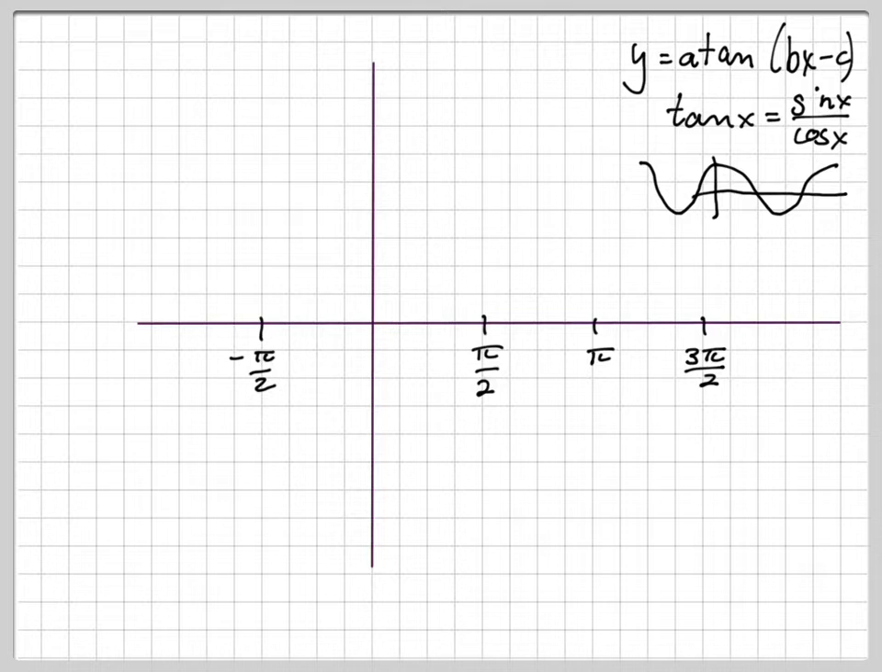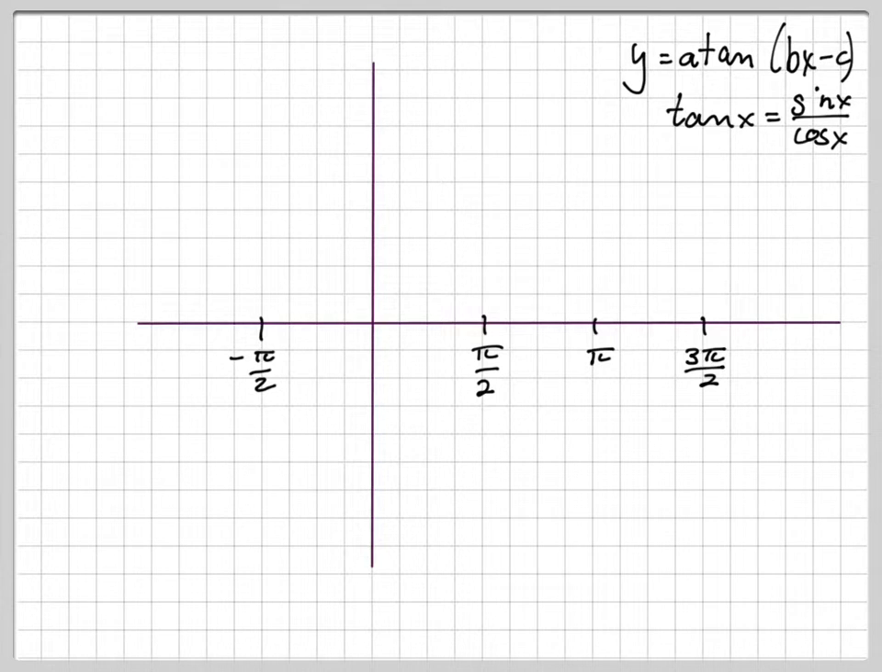Every time the cosine is 0, the tangent is undefined because dividing by 0 makes it undefined. So the cosine is 0 at pi over 2, at 3 pi over 2, and if we go over to the left, at negative pi over 2. So each time the cosine is 0, we have an asymptote here. Okay, now what else is different?